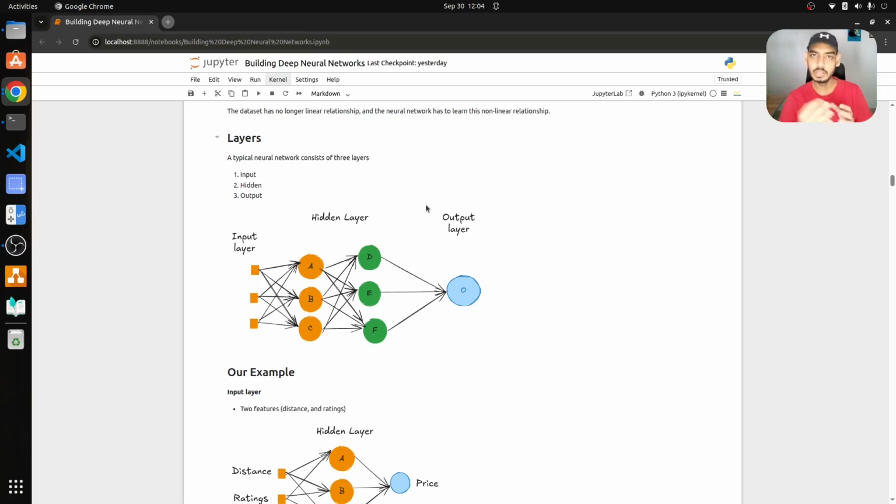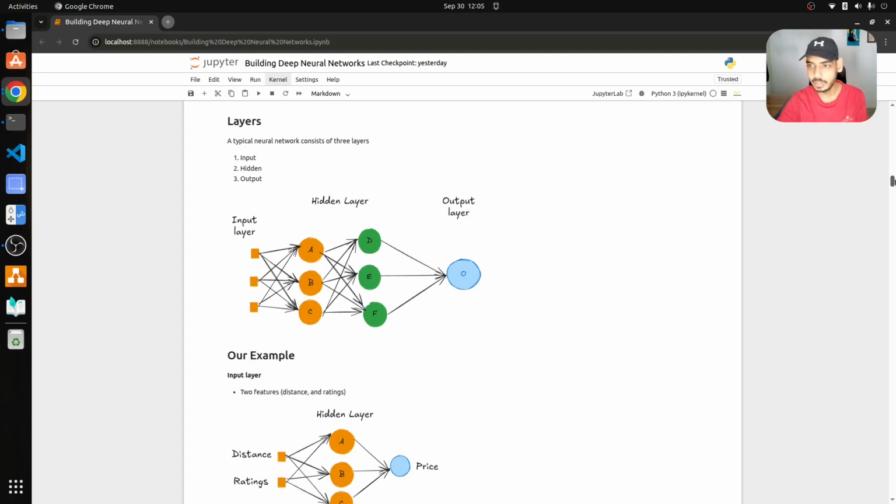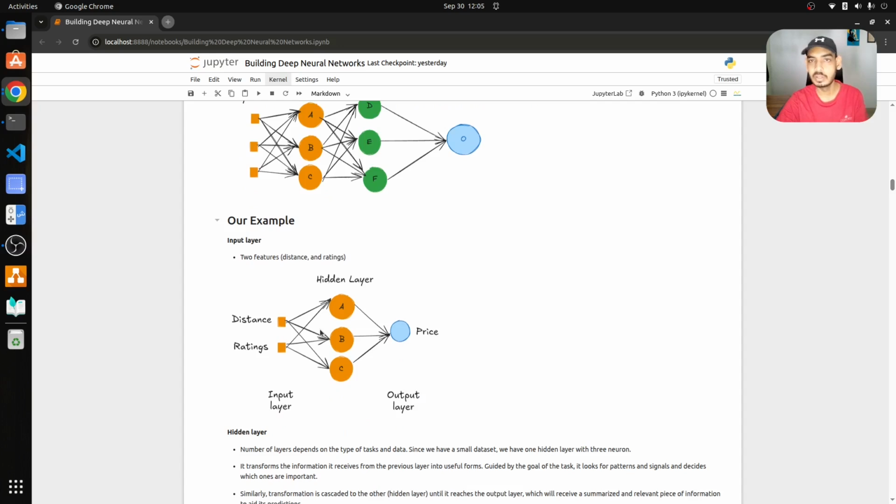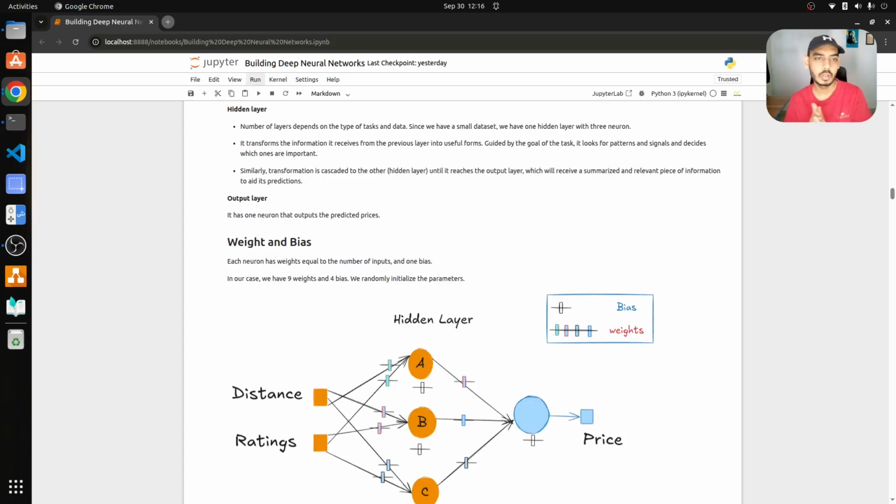A typical neural network consists of three layers, as I said: input layer, hidden layer, and output layer. In our example, we'll have one hidden layer with three neurons, and the two inputs that we have are distance and ratings, and the output layer will have price as our output. The hidden layer is where we'll try to understand the relationship between distance and ratings to generate an output, which is price. So now let's talk about hidden layers.